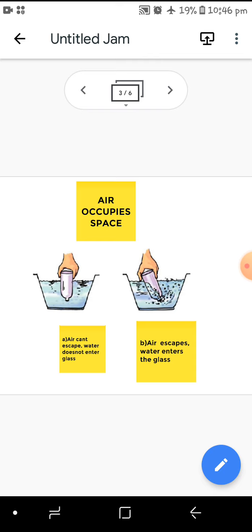Initially, the water was not entering the inverted glass because the glass was not empty at all. It seemed empty to you, but in fact it was completely filled with air. When we turned it upside down, there was no space for the air to escape, and the air in the glass prevented the water from entering. Now, when you tilt the glass, some of the air escapes and the water enters. This proves that air is present all around you, though you cannot see it. Okay?